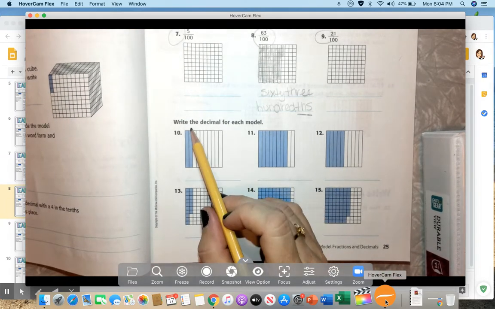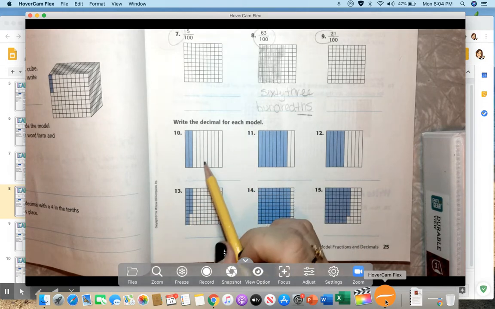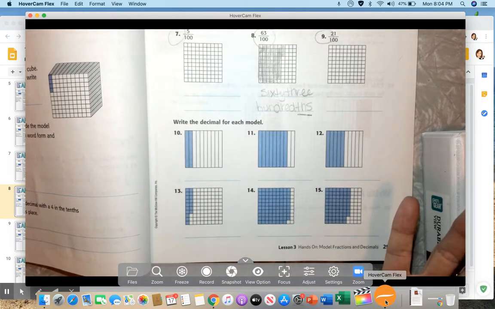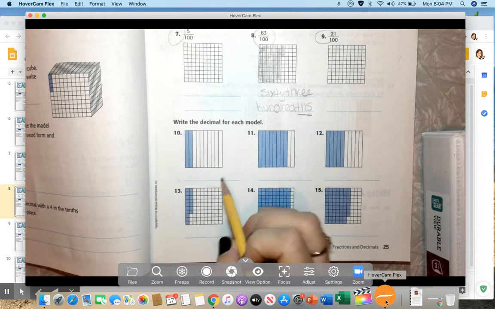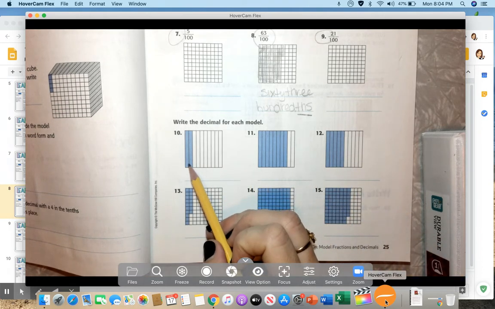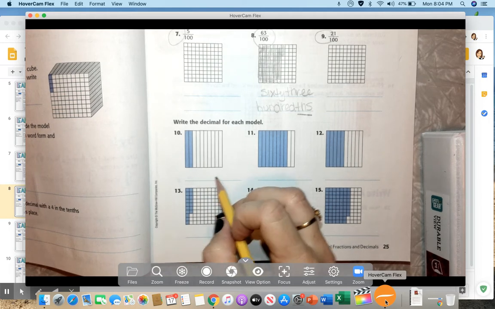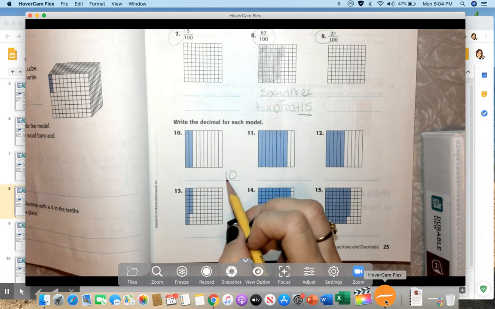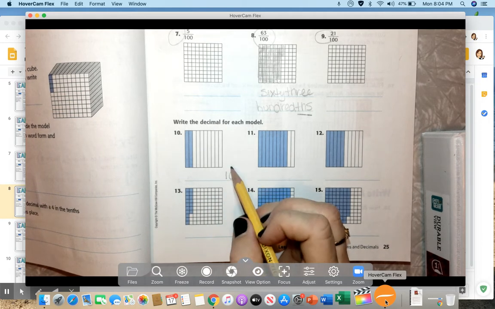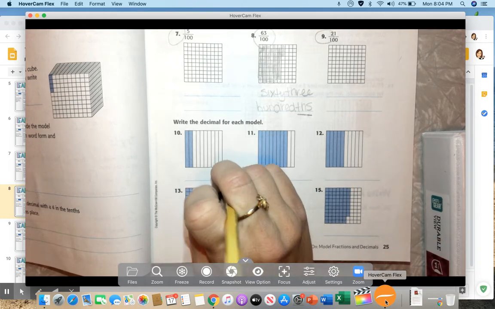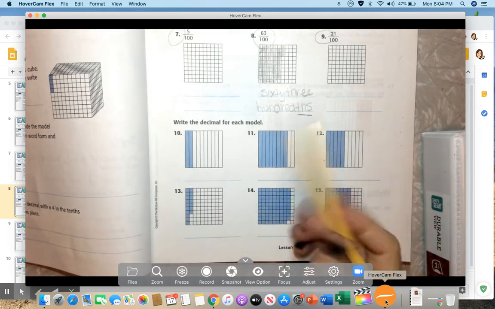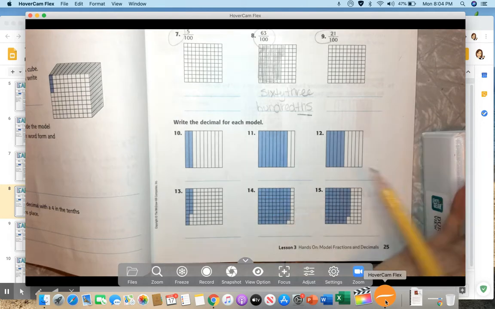Okay, so now I'm going to show you how to write the decimal based on the model. So now we're working backwards. The first thing I want you to realize is that notice that there's 10 models here, but these ones are in hundreds. So you know that the decimal, let me do this first. Let me go ahead and do the fraction because that'll help.